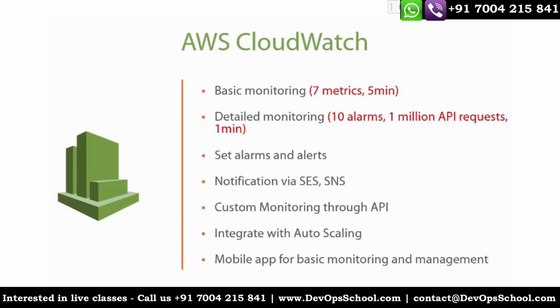Using CloudWatch, you can set alarms and alerts. You can also get notified by SES and SNS. SES and SNS are an email service and a notification service, which I will teach you anyway. You can also do some custom monitoring, and it can be integrated with auto scaling. It can be integrated with many other services like load balancers also, and so on. CloudWatch is the monitoring service of AWS. CloudWatch monitors all the services of AWS.